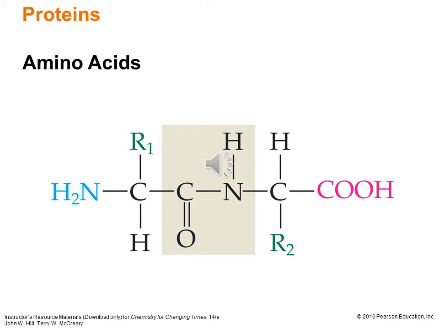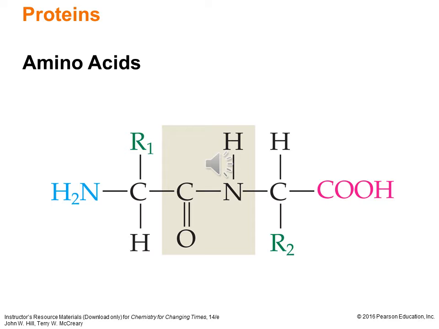Here we see two amino acids that have been joined together through that amide or peptide linkage, as it's sometimes called. The biologists tend to be the ones using that peptide language. The chemists prefer to use the amide group because we saw that back in organic chemistry, that carbonyl bonded directly to a nitrogen was known as an amide.